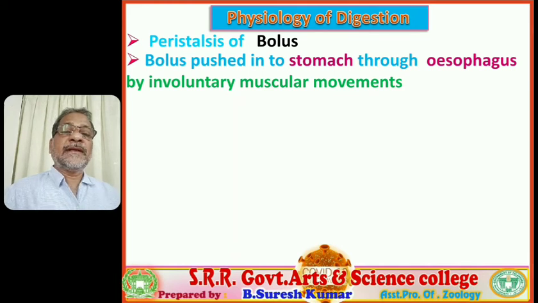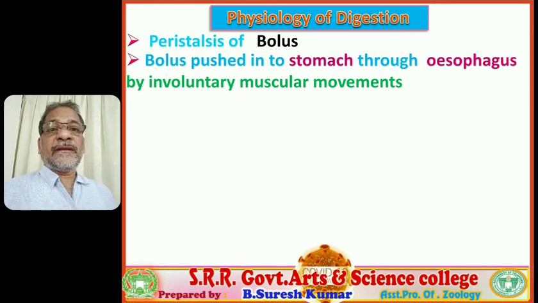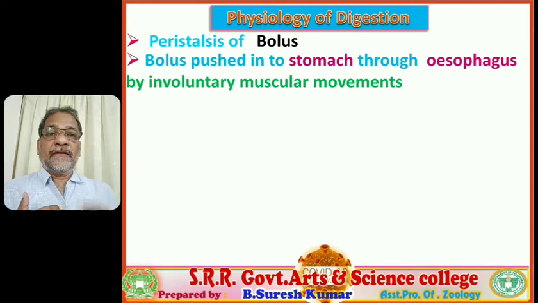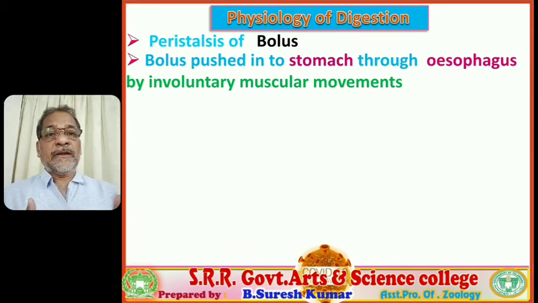What is peristalsis? Along the wall of the esophagus, whatever circular muscles and longitudinal muscles are present, due to their systematic contraction, result in wave-like movements along the esophagus. Such wave-like movements mediate the peristalsis of the bolus. Now the bolus is pushed into the stomach through the esophagus by involuntary muscular movements.